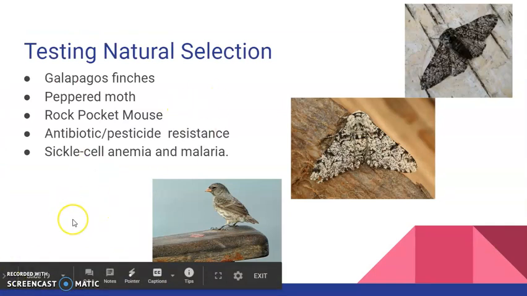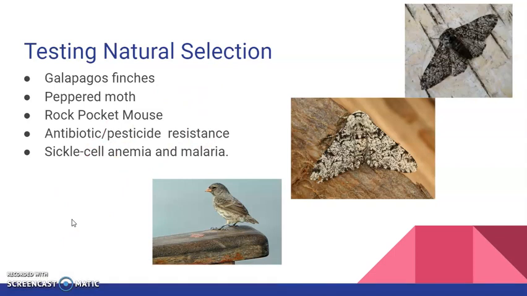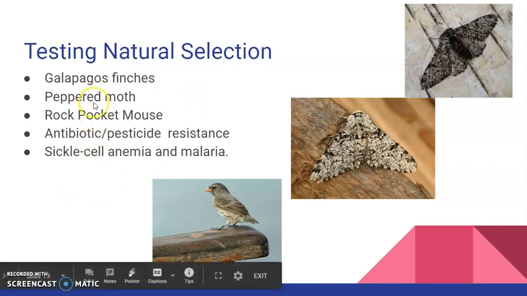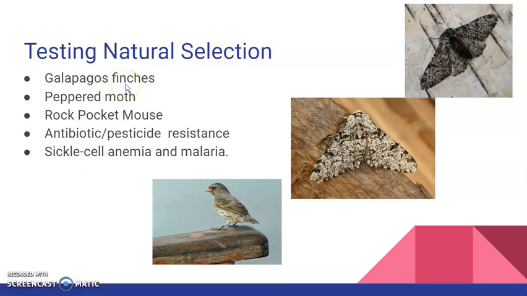All right, so testing natural selection. What are some real life examples and how do we think this happens? We talked a little bit about our Galapagos finches. Their beaks evolved on each island and in different parts of each island, depending on what their food source was. So bigger beaks, maybe for bigger seeds that needed to be crushed.